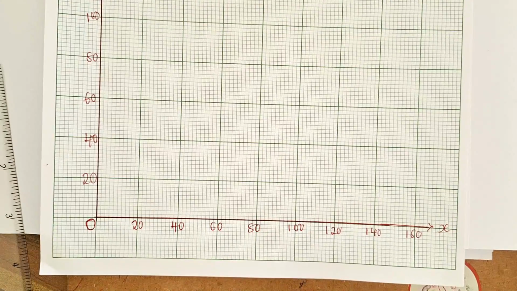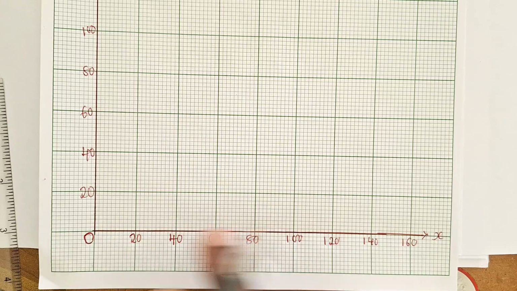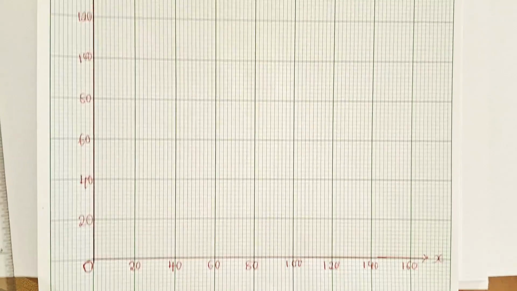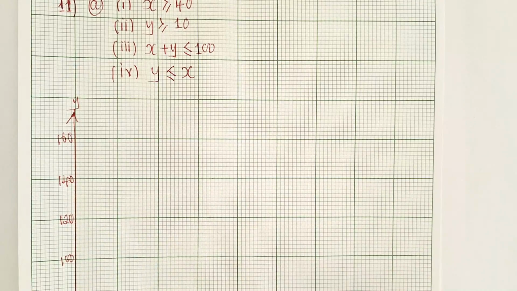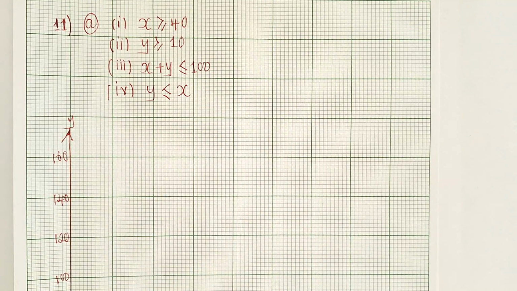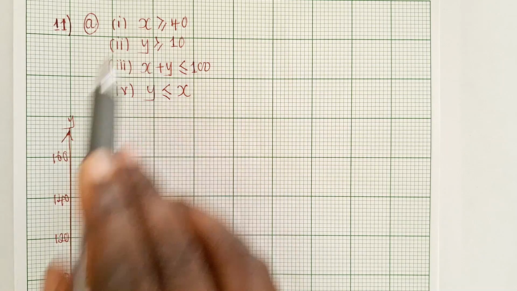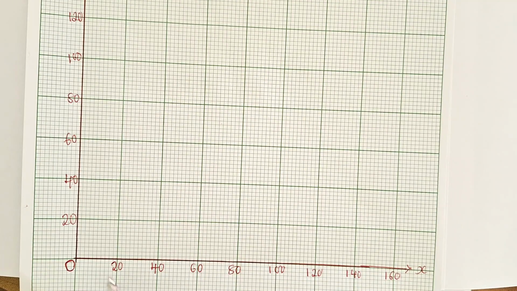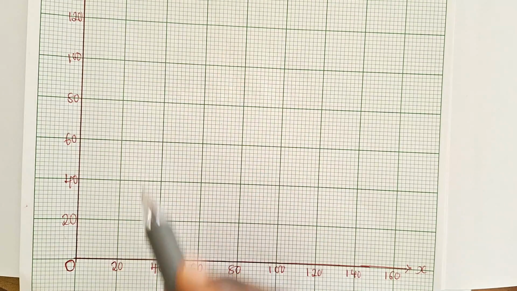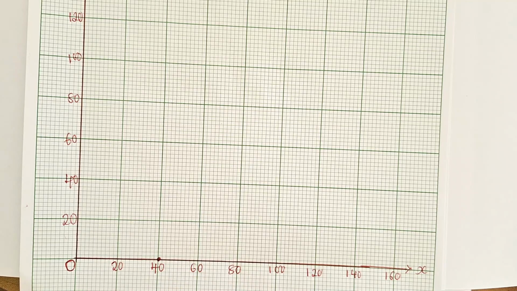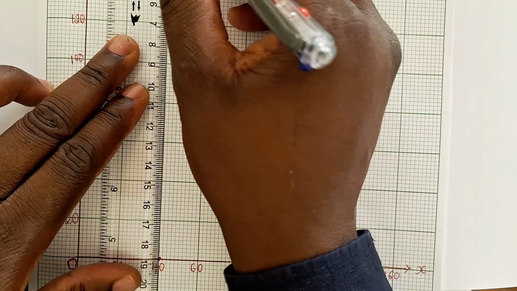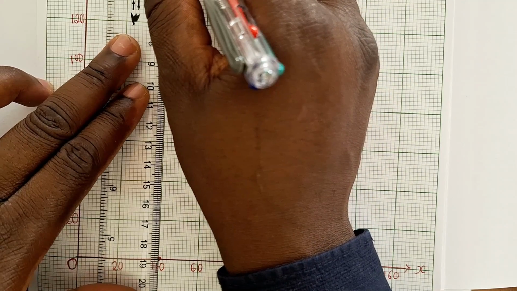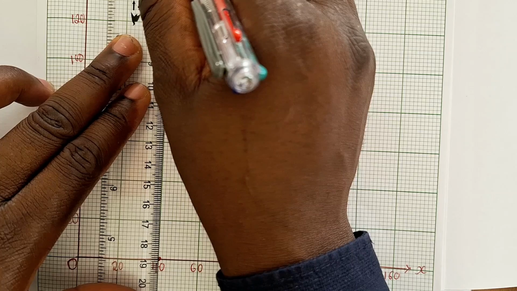So you can see our Cartesian plane, the x-axis and the y-axis. We can now start graphing this. The first one, this is x is greater or equal to 40. So what letter has been mentioned here? It's x. You go to where 40 is on the x-axis. So this is the x-axis, this is the y-axis, and 40 is right here on the x-axis. So you can now do this. Draw the line passing through 40 on the x-axis.